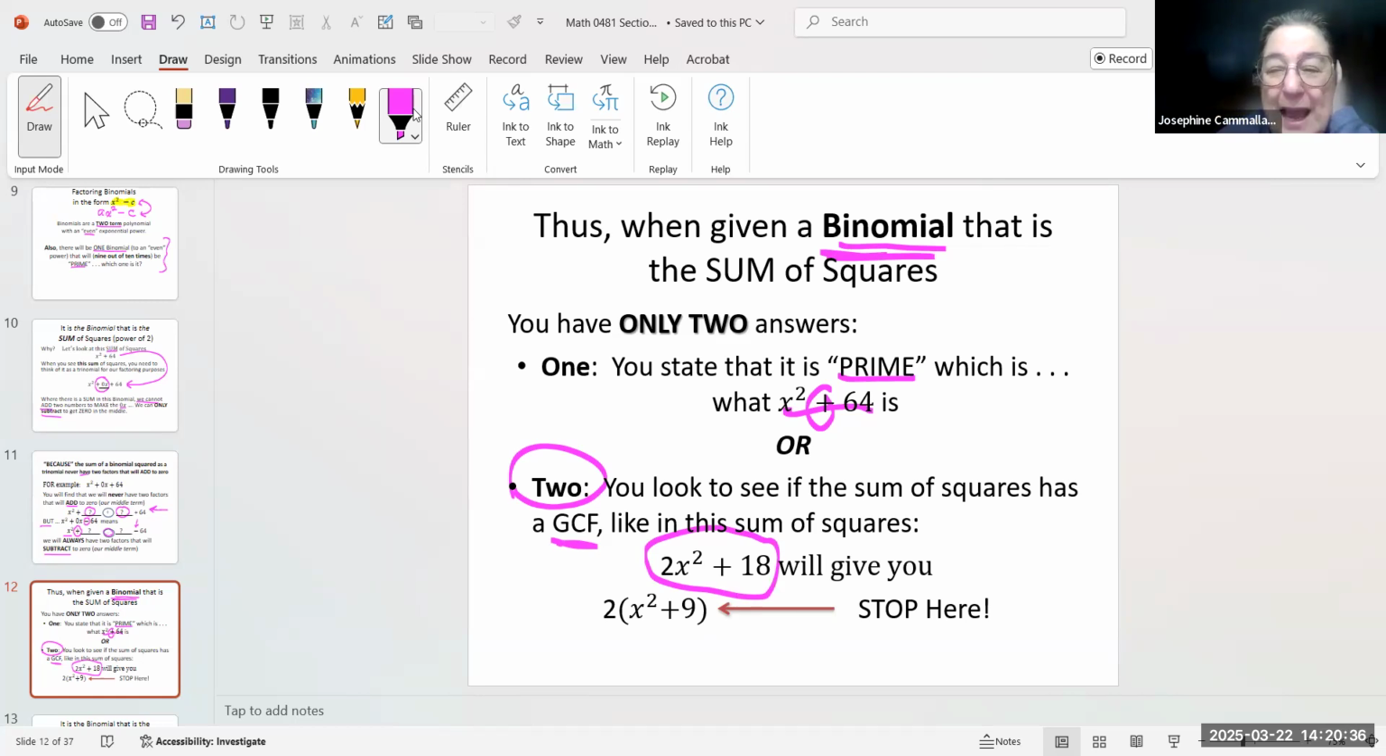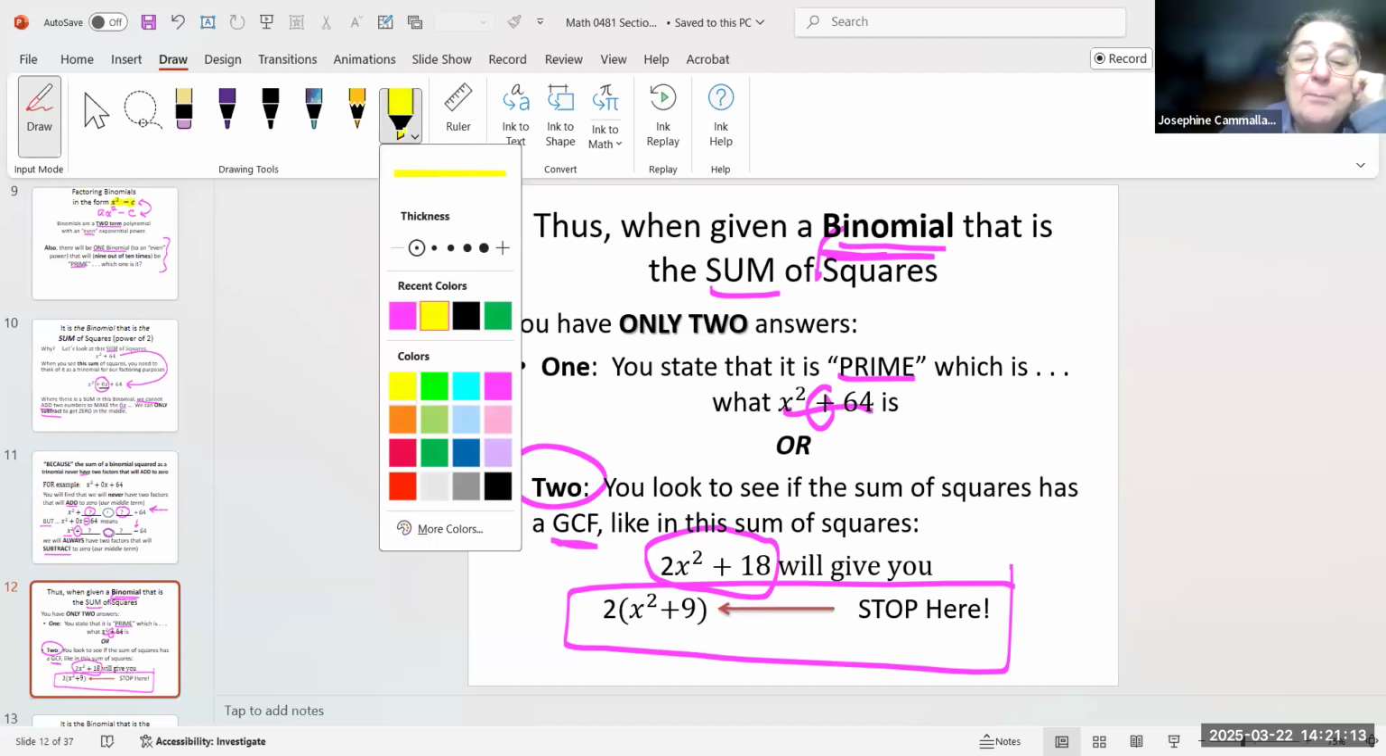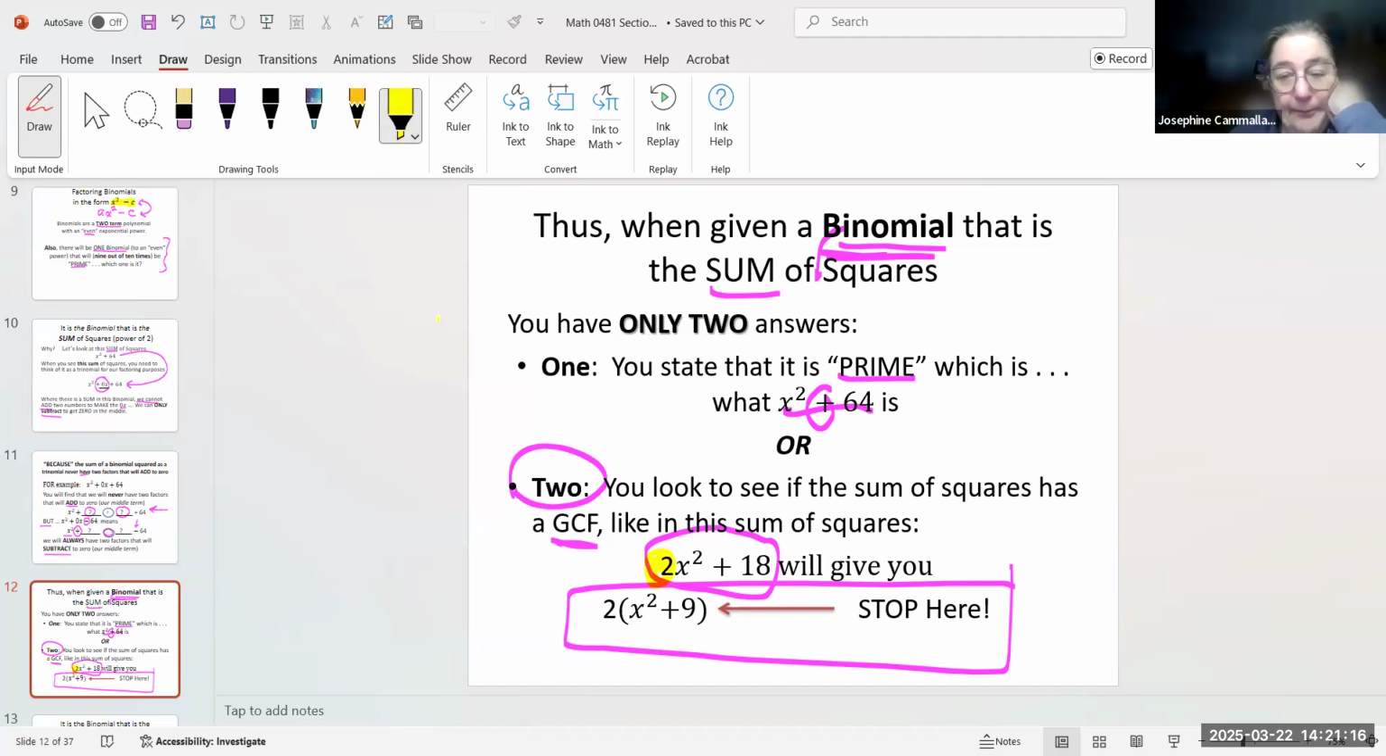Can I divide 2 out? Yes. And if I can, this is my factored answer. I can go no further. No further. So the sum of squares, and it's the sum of binomial squares, you have only two choices. It's prime, or you have a GCF. And you have a GCF because you have a number in front of x squared.